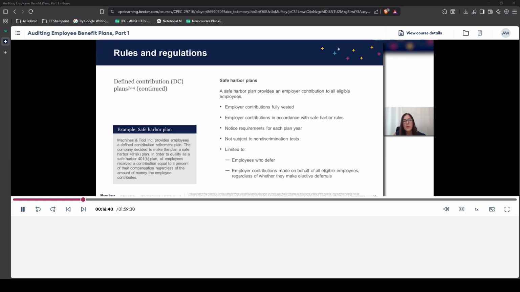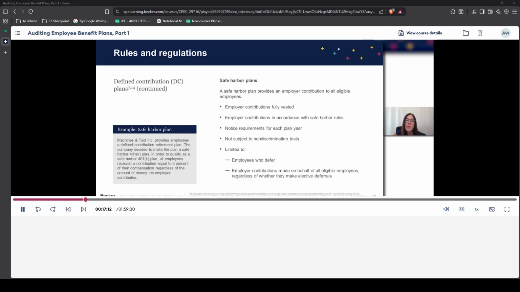So first of all, you do have to have the required employer contribution, which is going to be fully vested, and the employer contributions have to be in accordance with the safe harbor rules. Some of these notice requirements have been eliminated under the Secure Act, which we'll talk about a little bit later on. But if it meets the requirements in accordance with the employer contribution and the safe harbor rules, then they're going to be exempt from the ADP and the ACP test.